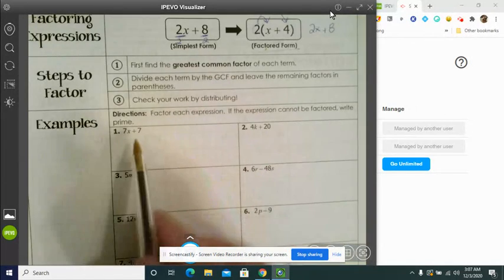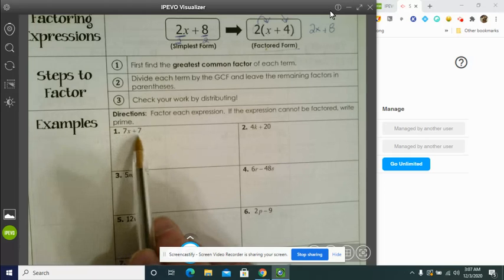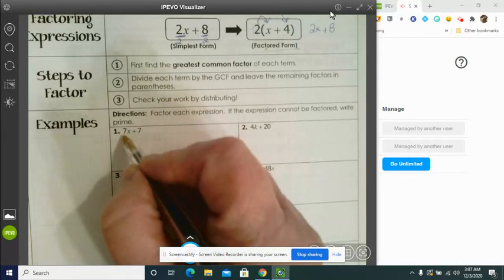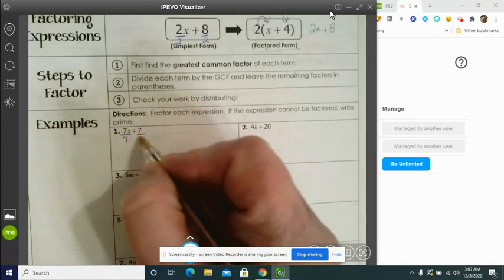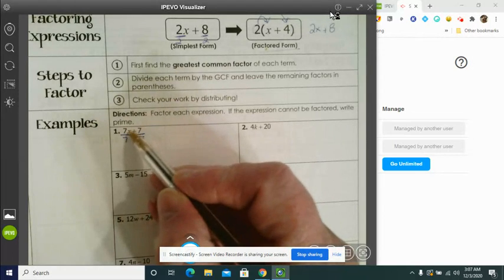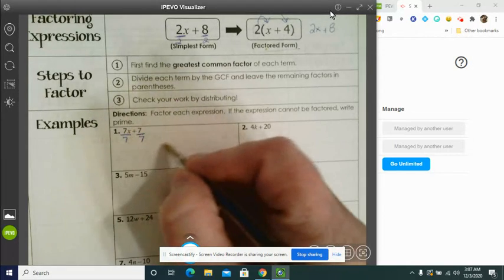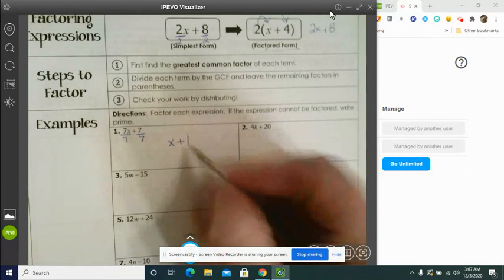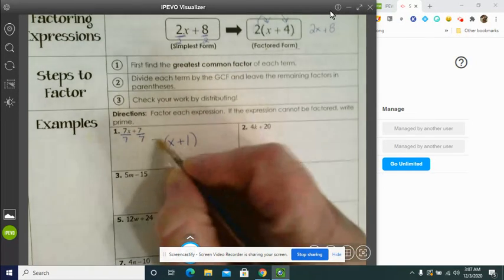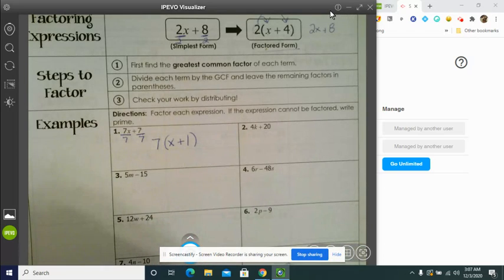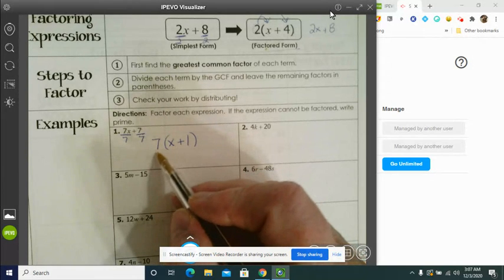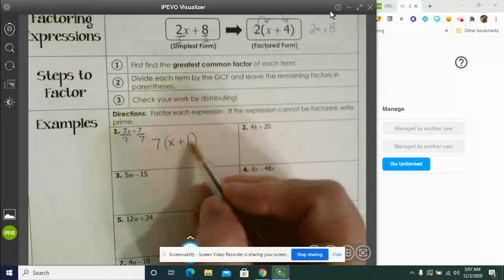So the first one we're going to start with is this one, 7x plus 7. Well, that's a pretty easy one. The number that goes into 7x and also goes into 7 is 7. So I'm going to divide both terms by 7. And so 7x divided by 7 becomes x. And then 7 divided by 7 becomes 1. And then the number that I pulled out was 7. So my factored expression should be 7 times x plus 1.